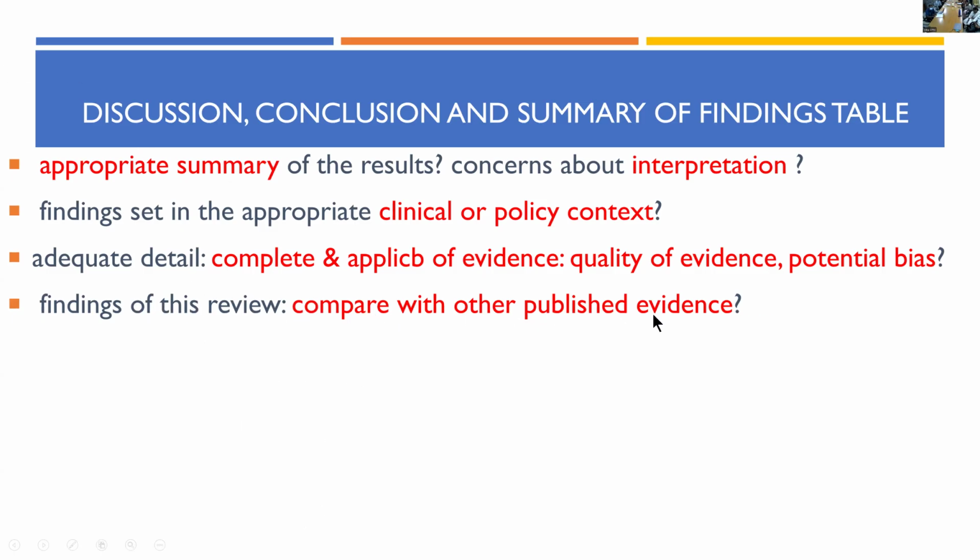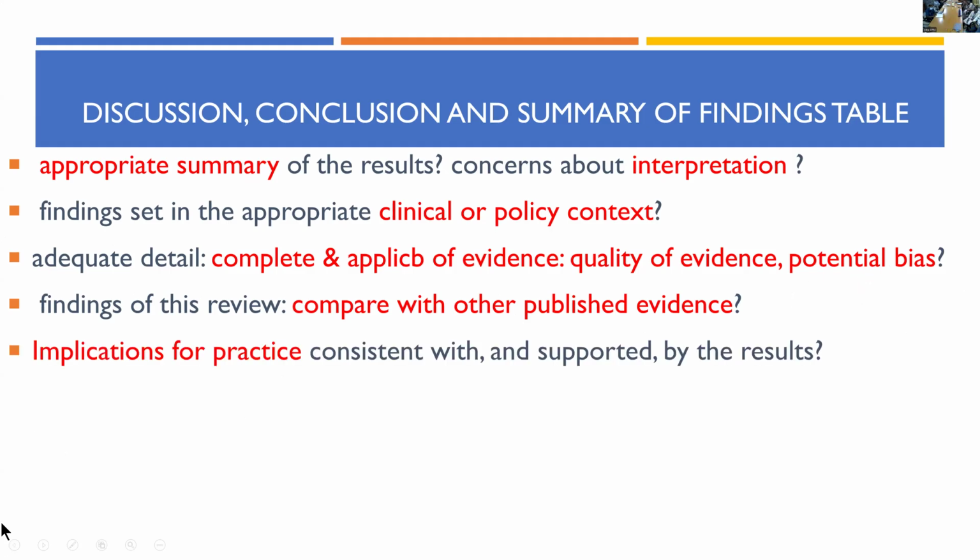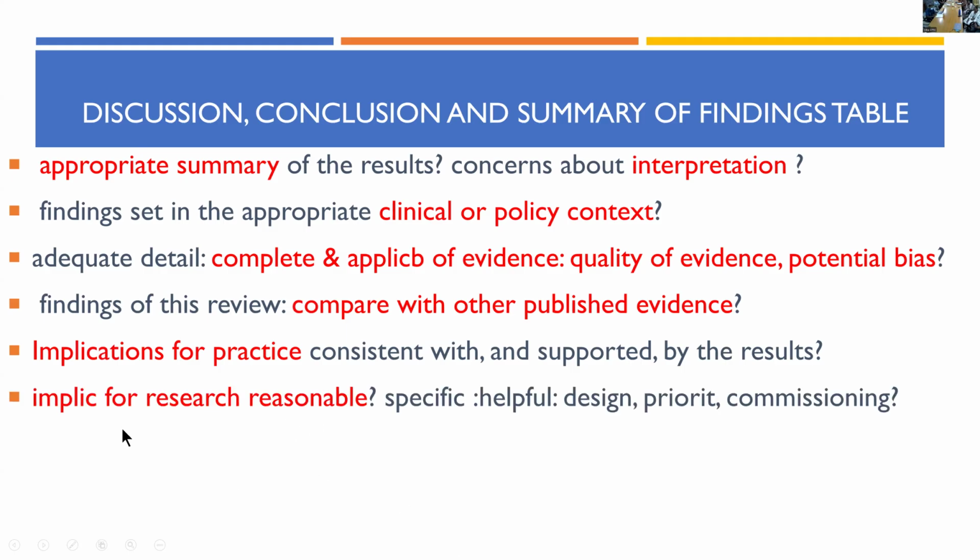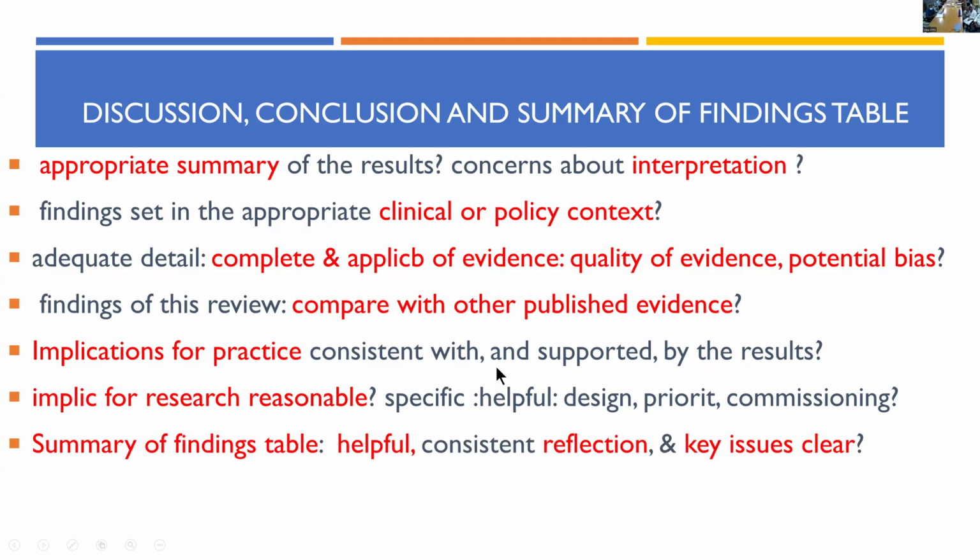Next, we must compare with other published evidence. So I'm going to mention the Bradford Hill criteria. One of the criteria is that if other people also have found the same evidence, then you are more confident, right? What are the implications for practice? Implication for practice is, yes, let us start doing dual antiplatelet for all TIA. Implication for research is, hey, the studies are all poor quality, let's do more studies. Or if you say there are enough good quality studies, please stop doing large cohort studies of TIA. It's a waste of time. Do something else. Summary of findings table, we'll talk about that.